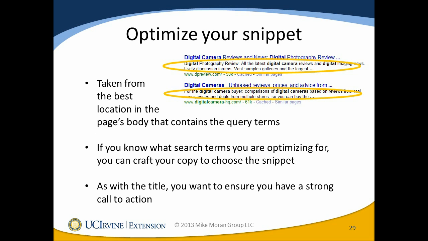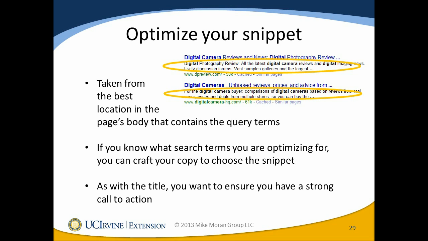But it's not just your title that you need to optimize. There's other places as well. You want to optimize your snippet as well. And you may not know where the snippet comes from. Typically, it comes from either the description or, more often, it comes from the body of the page. And it's the best location in the page's body that contains the query terms. Often, it's the first location on the page.